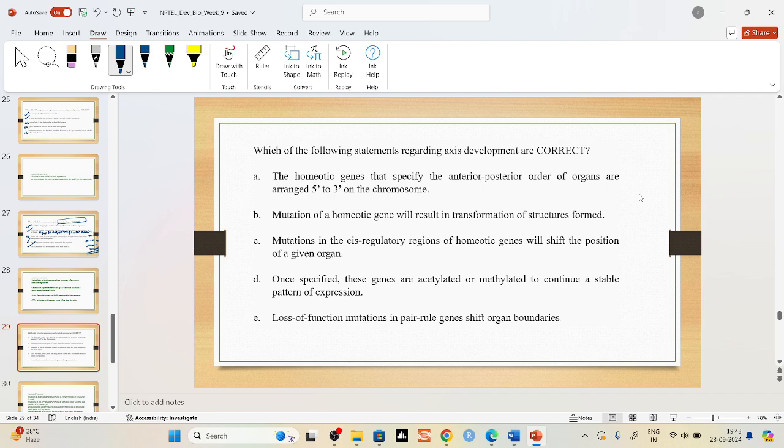So you have to select the correct options among all the given options, and I will give you 3 minutes. It's 9:43. We'll switch the screen at 9:46.